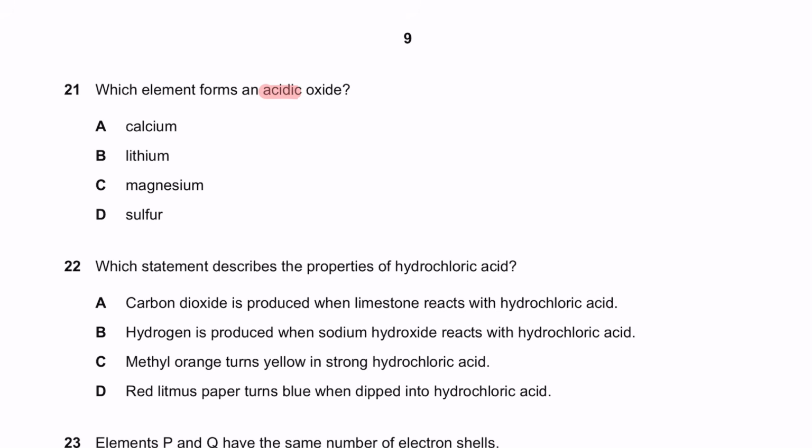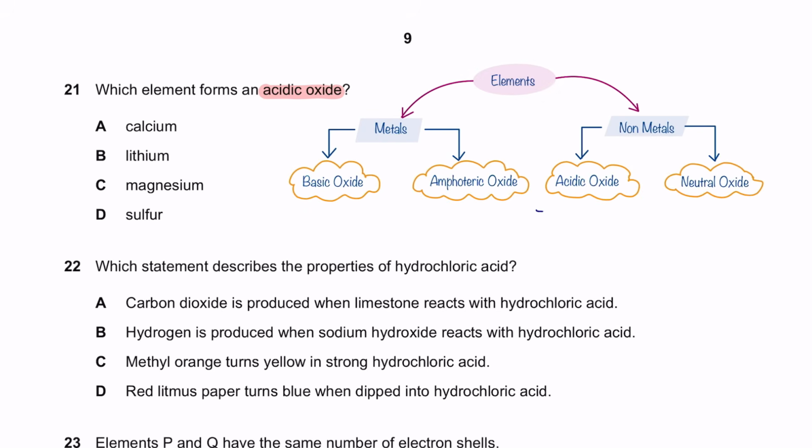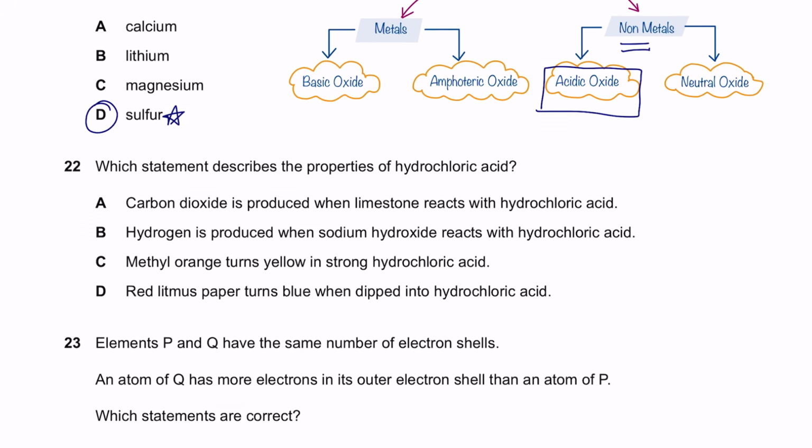Next, question 21. Which elements form an acidic oxide? Now to form an acidic oxide, the element has to be a non-metal. So the only non-metal here is sulfur. The answer is D.